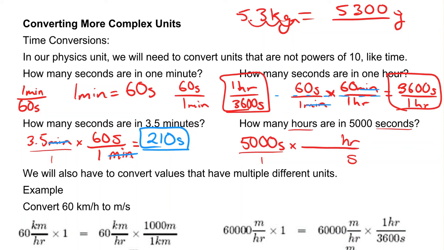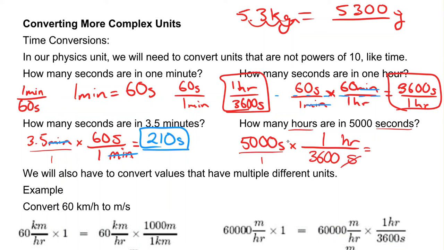Well, what's the relationship between hours and seconds? This is a relationship that you should probably memorize, that there are 3,600 seconds every hour. 1 hour is 3,600 seconds, or 3,600 seconds in an hour. It's kind of the same thing. So what I'm going to do, 5,000 seconds divided by 1. The 1 doesn't matter, right? When you divide by 1, it doesn't do anything. 5,000 seconds times 1 hour, then divided by 3,600 seconds.